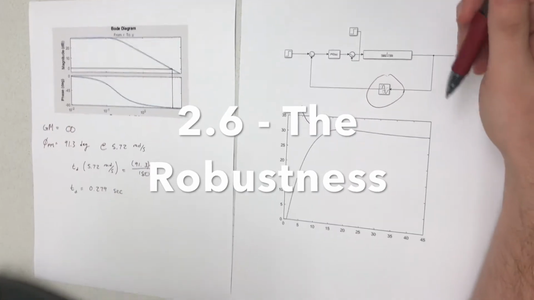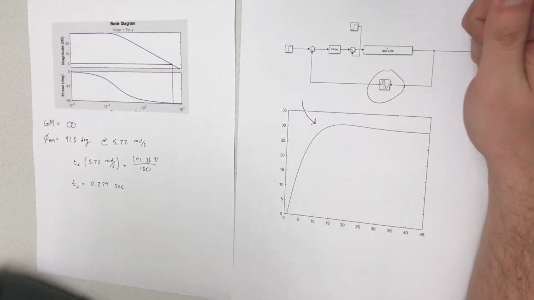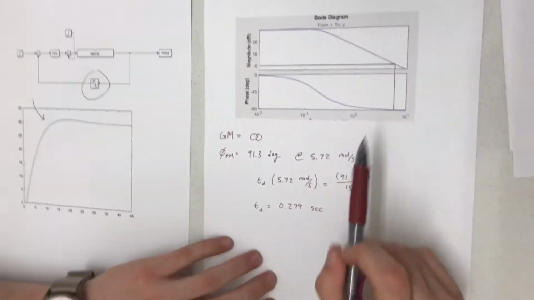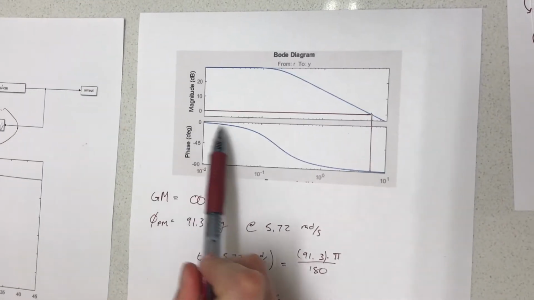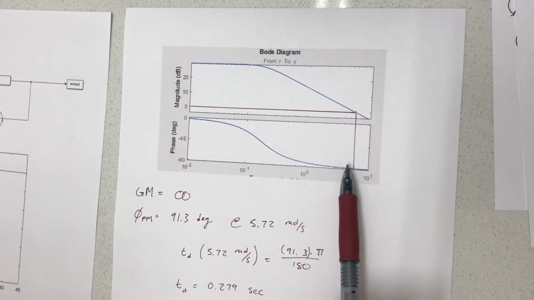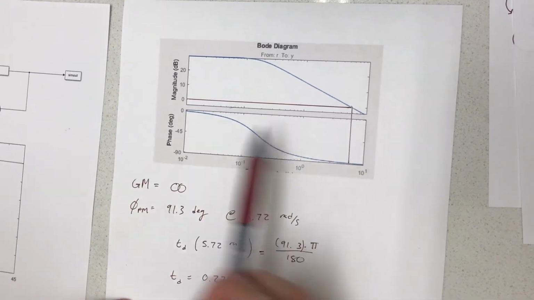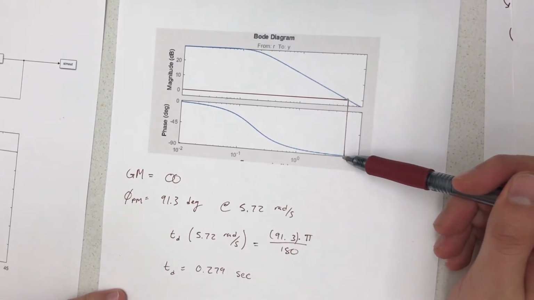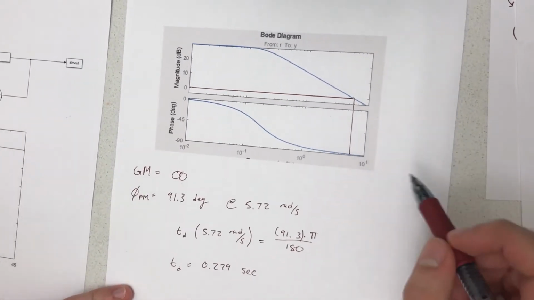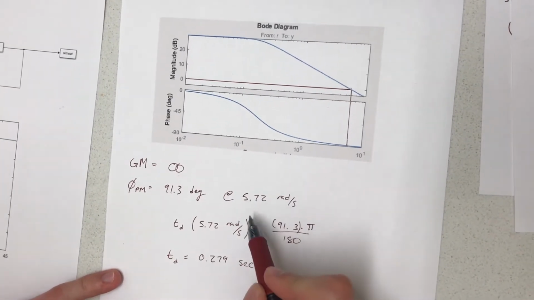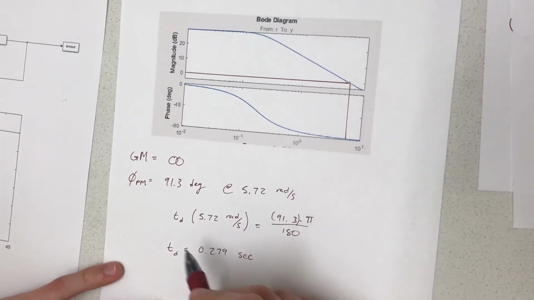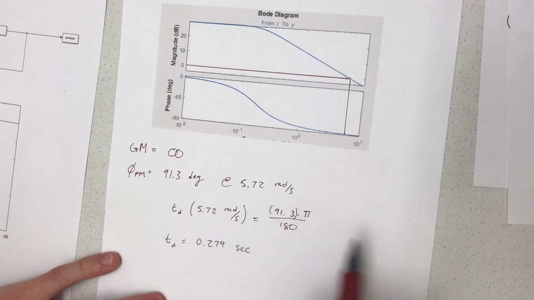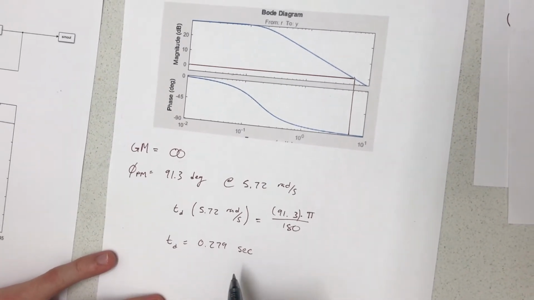The final portion of the project was to analyze the robustness of our system. As you can see here with the Bode plots from our input to our output, the gain margin is infinite because the phase plot never touches negative 180. To calculate the phase margin, we went to 0 degrees, 0 decibels, and then came down. And in the CISO tool, we found that the actual phase margin was 91.3 degrees at a frequency of 5.72 radians per second. Then we calculated the time delay that the system could handle, and after rearranging and solving, we got that the time delay is 0.279 seconds.